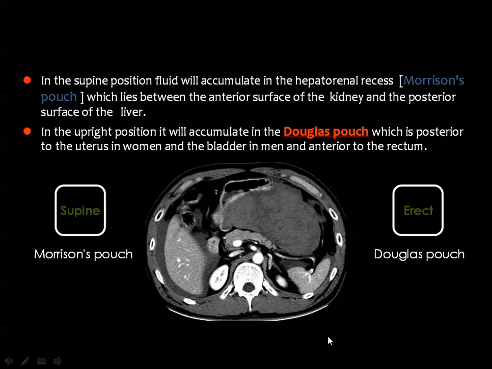Then you know that the fluid usually collects in the most dependent parts within the peritoneal cavity, and if the patient is supine, the most dependent part is the Morrison pouch, which is the space between the liver and the kidney. This is the most dependent area in the peritoneal cavity if the patient is lying in the supine position. While if the patient is erect, then the dependent part will be in the pelvis, in the Douglas pouch between the urinary bladder and the rectum.